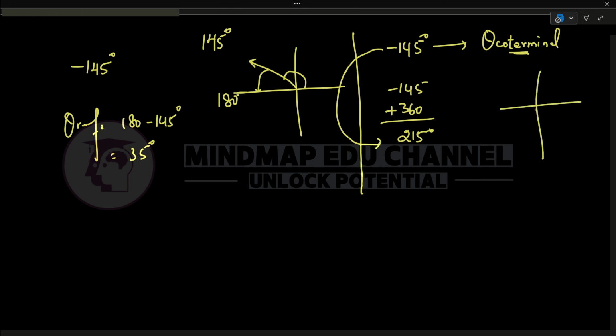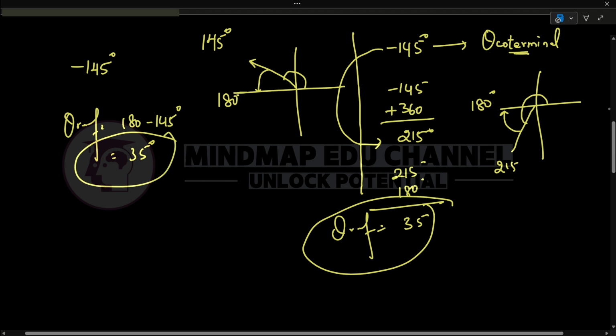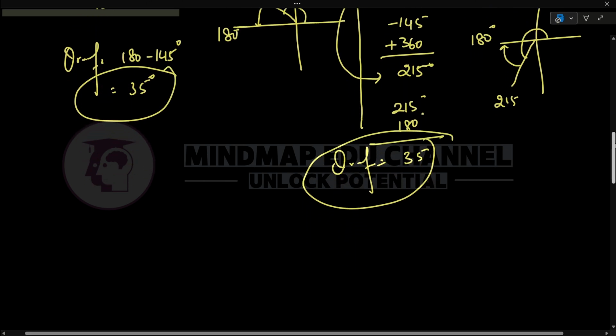Now 215 falls in the third quadrant, and the terminal side is nearest to the x-axis, that is towards 180 degrees. So the reference angle will be 215 minus 180 degrees. And here we will get 35 degrees, that is the reference angle. See, our result will be the same. Now this was all about how to find the reference angle for degrees.